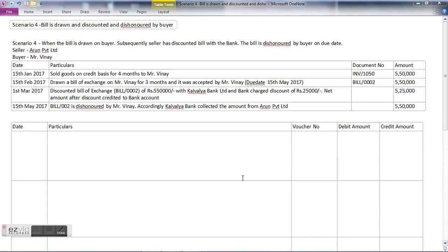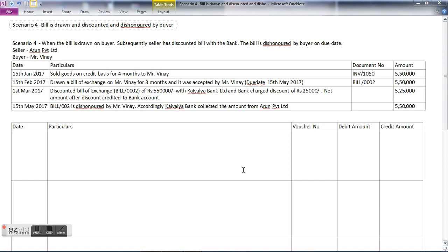Everyone. So here we are considering one more scenario of the bills of exchange. Here the bill is drawn and then accepted by the buyer, and subsequently the seller has discounted the bill with the bank, and the bill is dishonored by the buyer on the due date. Seller is Arun Private Limited, buyer is Mr. Vinay. Let's see all the transactions one by one.